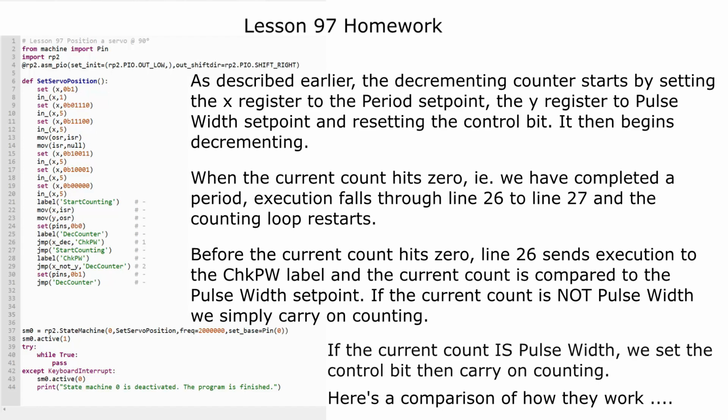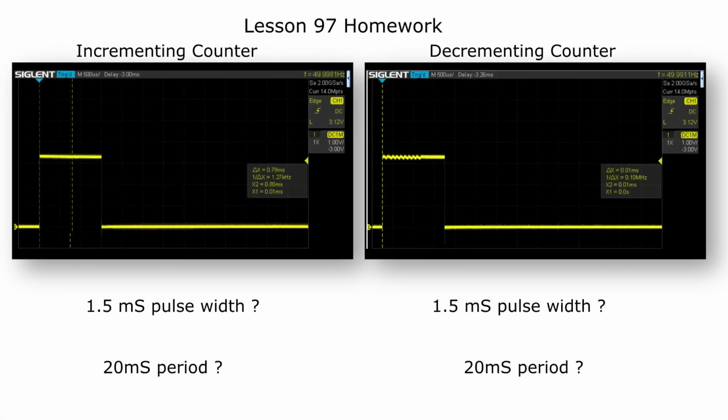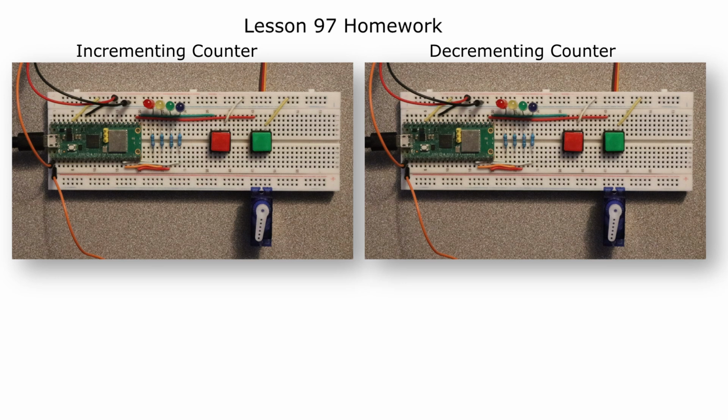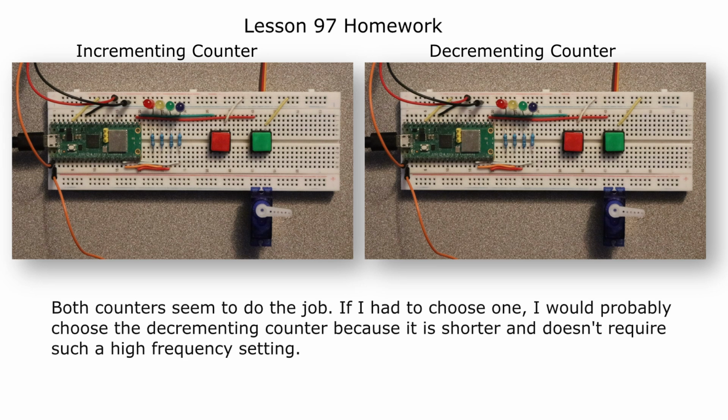Here's a comparison of how they work. Here we see an oscilloscope trace of the control pulse generated by each counter. Both counters generate a steady pulse, with a 1.5 millisecond pulse width. Both counters also generate a steady period of 20 milliseconds. Here's how they operate in real life. Both counters seem to do the job. If I had to choose one, I would probably choose the decrementing counter because it is shorter and doesn't require such a high frequency setting.